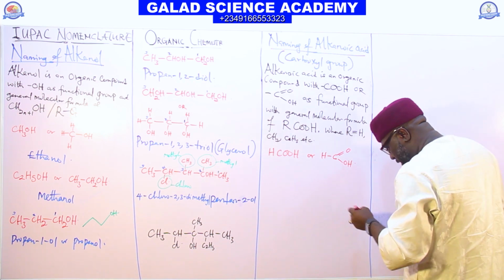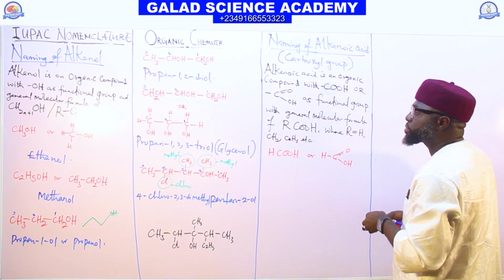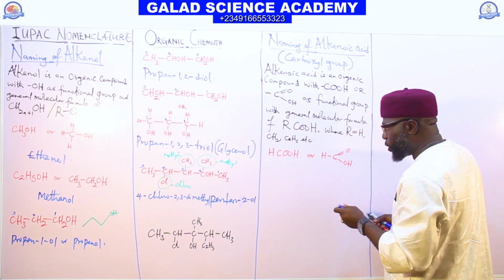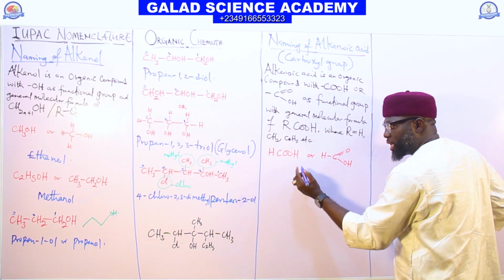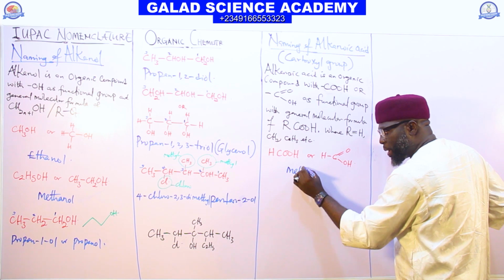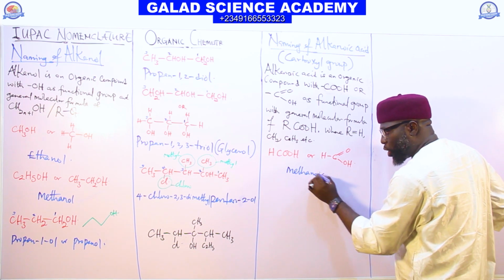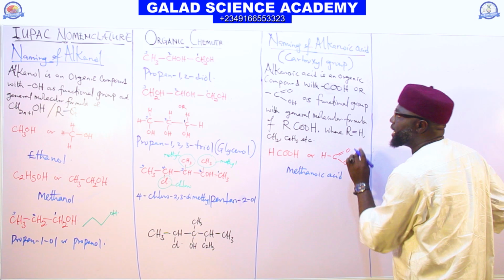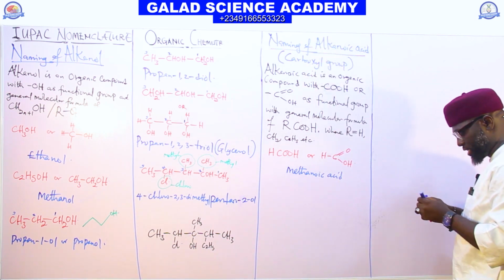So what is the name of this compound now? How many carbon do we have here? One. We call it methanoic acid, the first member of the alkanoic acids.